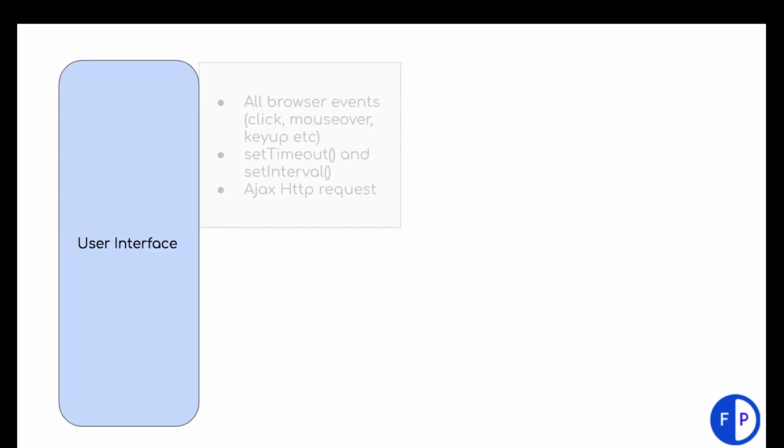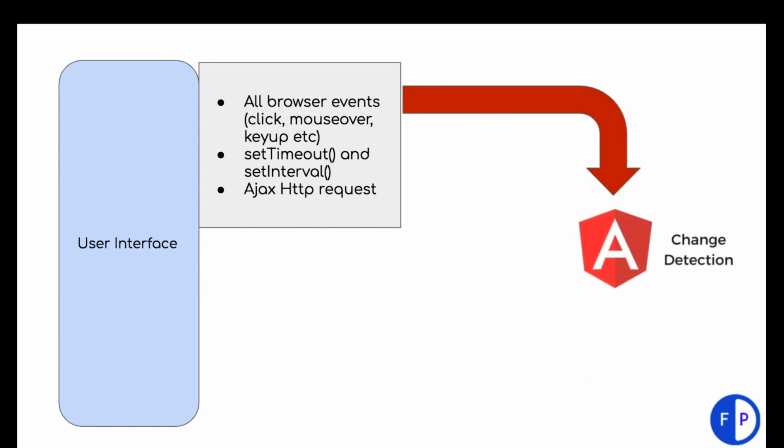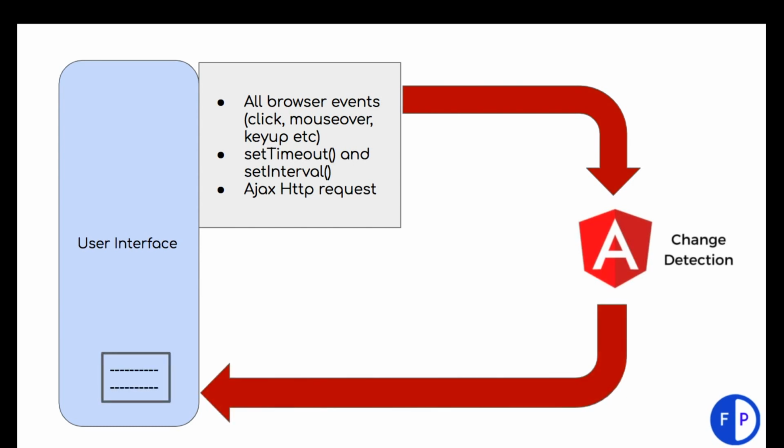So suppose we have an interface. From the interface we can click, we can mouse over, we can key up. So all the browser events, and apart from browser events, setTimeout and setInterval also trigger change detection, as well as HTTP requests. So all the Ajax calls which connect to our backend server, and when the data comes back, logically it should get updated to the UI. So at that particular time it triggers change detection and it updates the UI. So this is how it works.